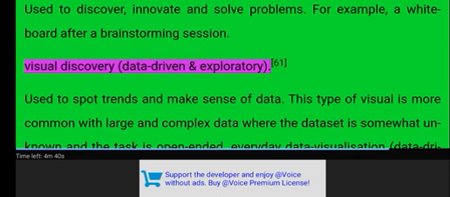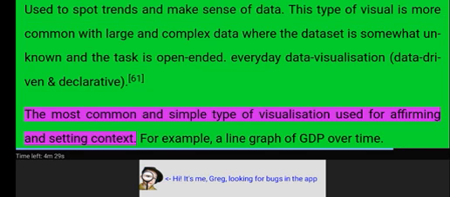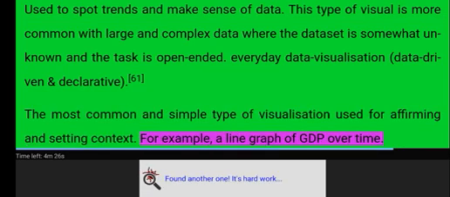Visual discovery, data-driven and exploratory. Used to spot trends and make sense of data. This type of visual is more common with large and complex data where the dataset is somewhat unknown and the task is open-ended. Everyday data visualization, data-driven and declarative. The most common and simple type of visualization used for affirming and setting context. For example, a line graph of GDP over time.